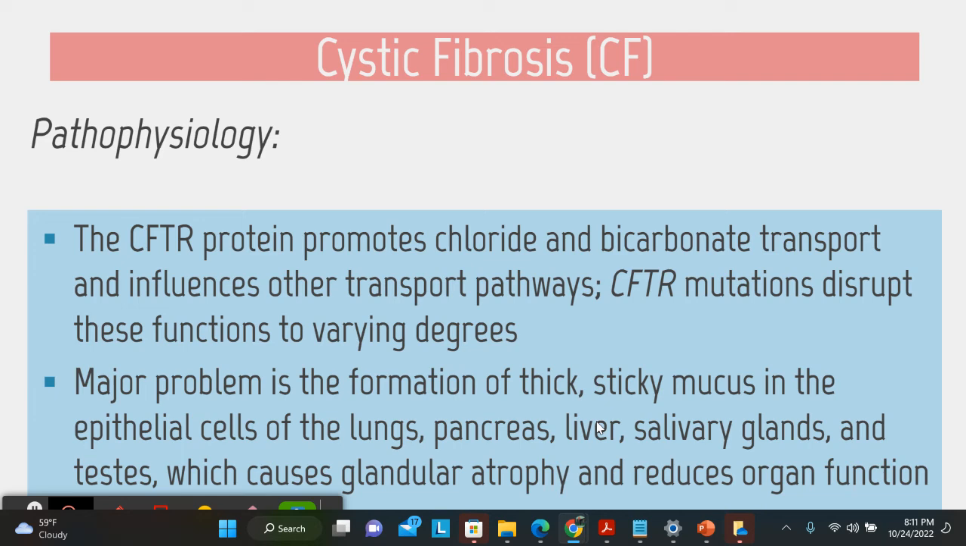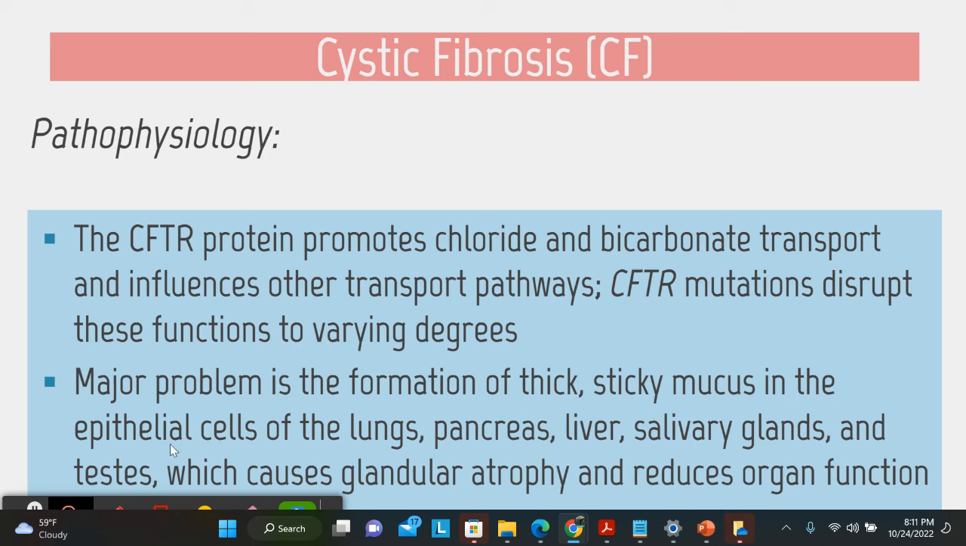But the pathophysiology is that this protein, the CFTR protein, is abnormal and may disrupt that flow of water in and out of the cells. So what you end up with is the formation of thick, sticky mucus. And that happens in the lungs, which gives us an increased likelihood of pneumonia and obstructed airway. It can happen in the pancreas, so that pancreatic enzymes cannot be secreted appropriately, and that person can't digest their food. It can happen in the liver, it can happen in the salivary glands.